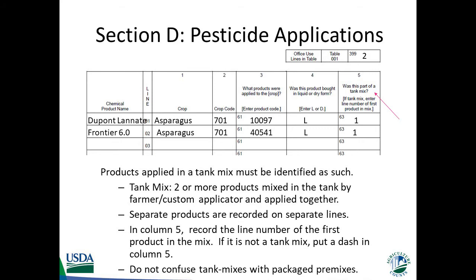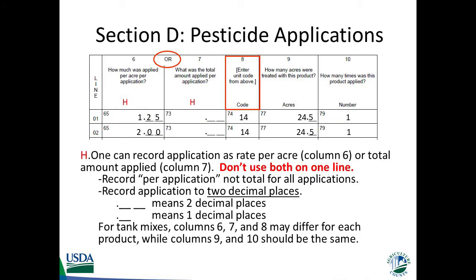On page 9, in either column 6 or 7, you want to record the application rate per acre or the total amount applied for each chemical. Most operators will report rates per acre, but on some farms that have smaller fields, this may be reported as a total quantity applied. Do not fill in answers for both columns 6 and 7. Only one or the other is needed. Values in columns 6 and 7 should be recorded to 2 decimal places.